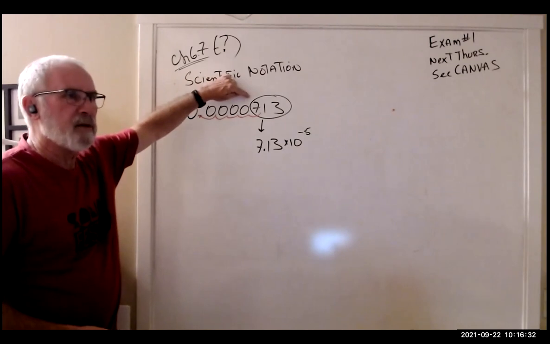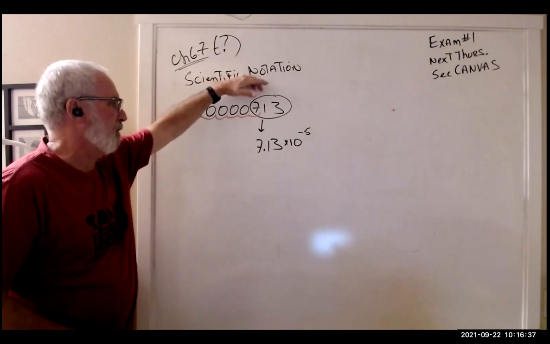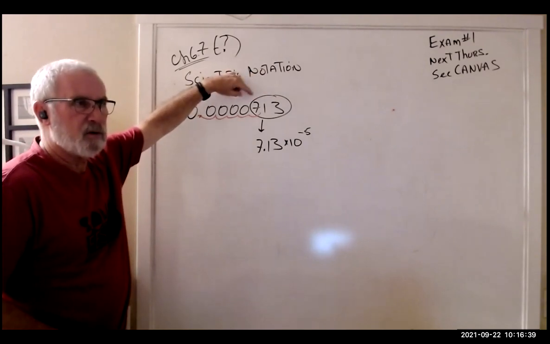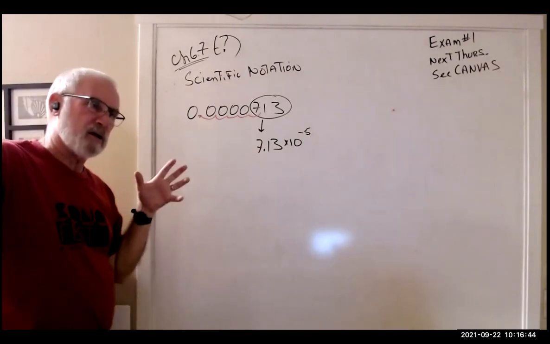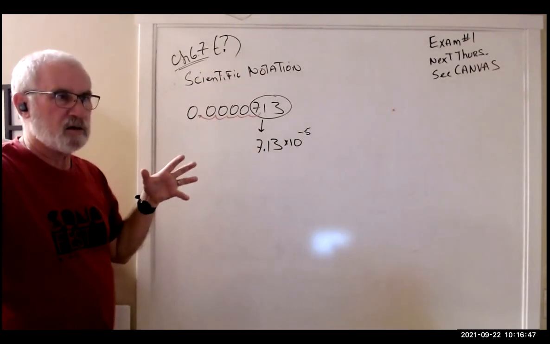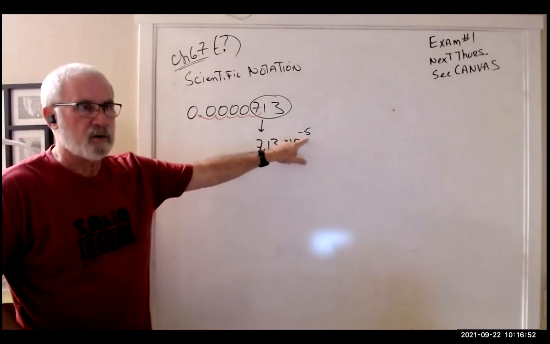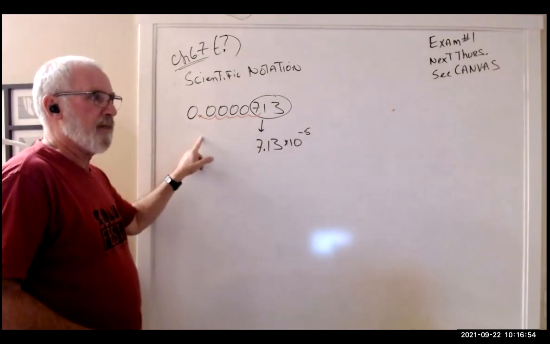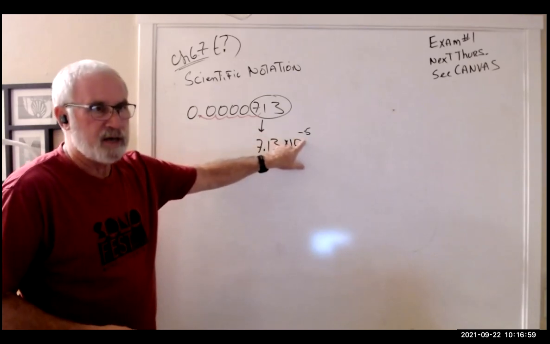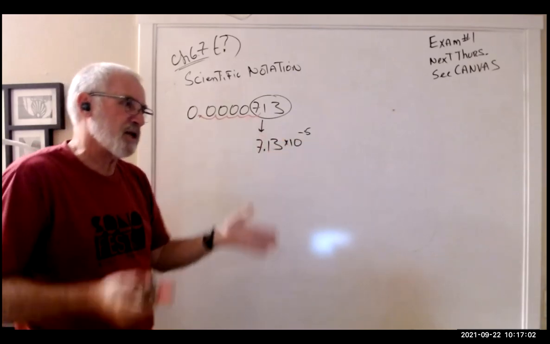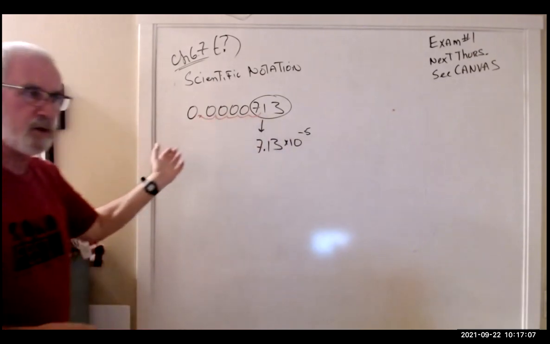This is a little tiny number, 0.0000713. Man, that's a tiny number. But when I write 7.13, I've made it big, relatively speaking. So I compensate with a negative power. I had a tiny number, I made it big initially, but I compensate with a negative power. So it kind of balances out. Make it big, but the negative power really makes it small, which is what it was originally.